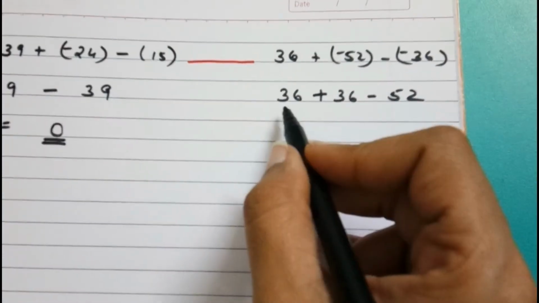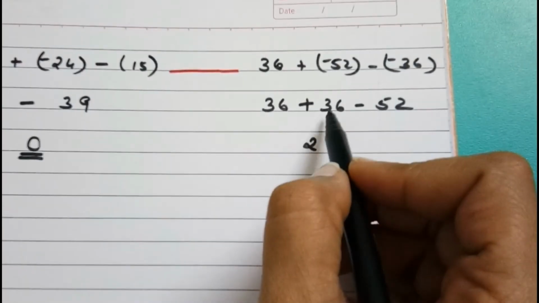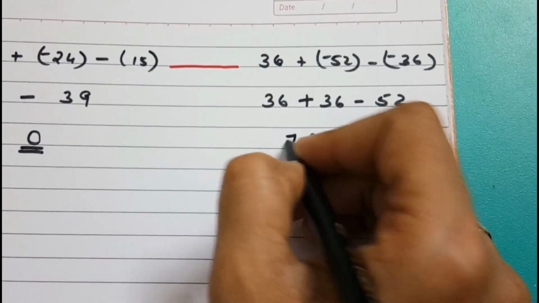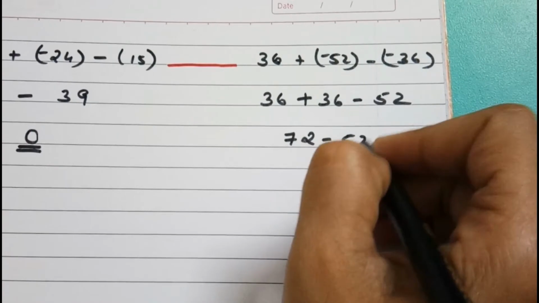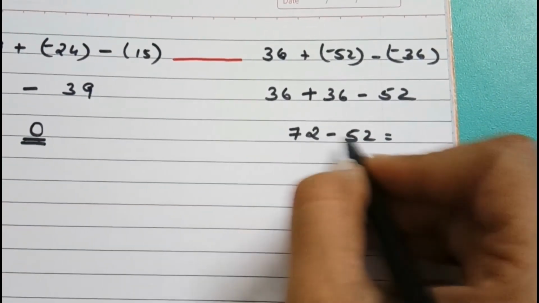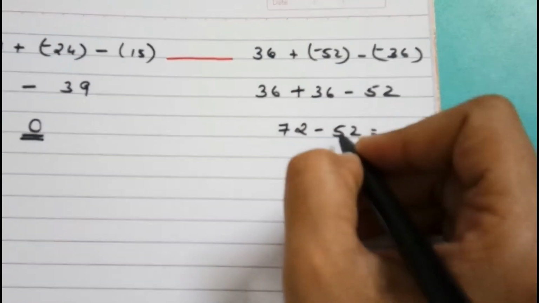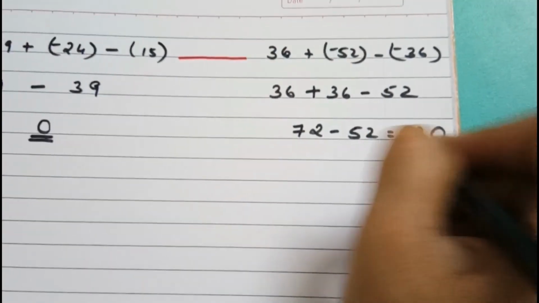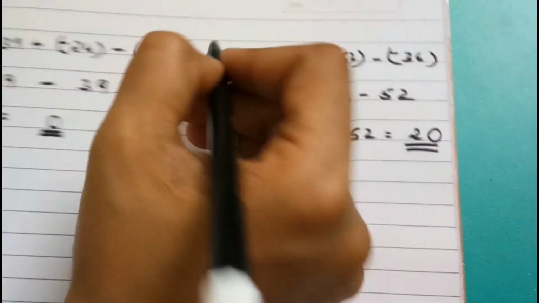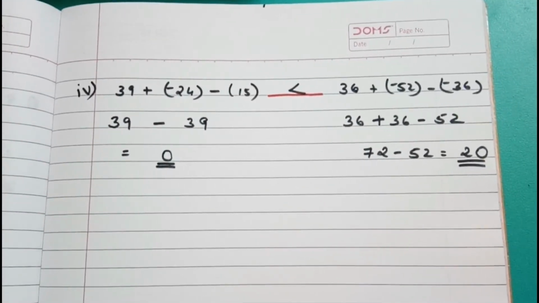Now calculating this, 36 plus 36, 6 plus 6 is 12, carry 1, 3 plus 3 is 6, carry 1 is that is 7, 72 minus 52. So subtracting this, 2 minus 2 is 0 and 7 minus 5 is 2, 20. So since 20 is greater than 0, the answer would be greater sign. I hope this is clear to everyone.